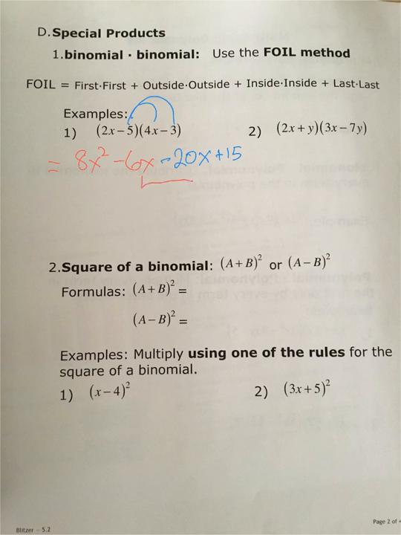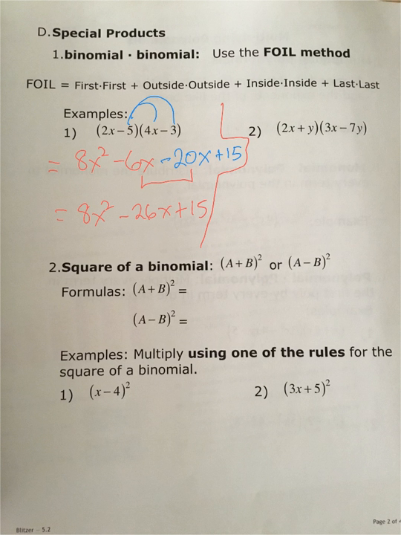And so we combine our like terms and we end up with 8x squared. What's in the middle? Minus 26x and then plus 15. And that's using the FOIL method when you have a binomial times a binomial. The only thing I don't like about it is it makes people think I have to do it in this order. To be honest, you could do it in whatever order you want and you'll get the same answer as long as you do it correctly.